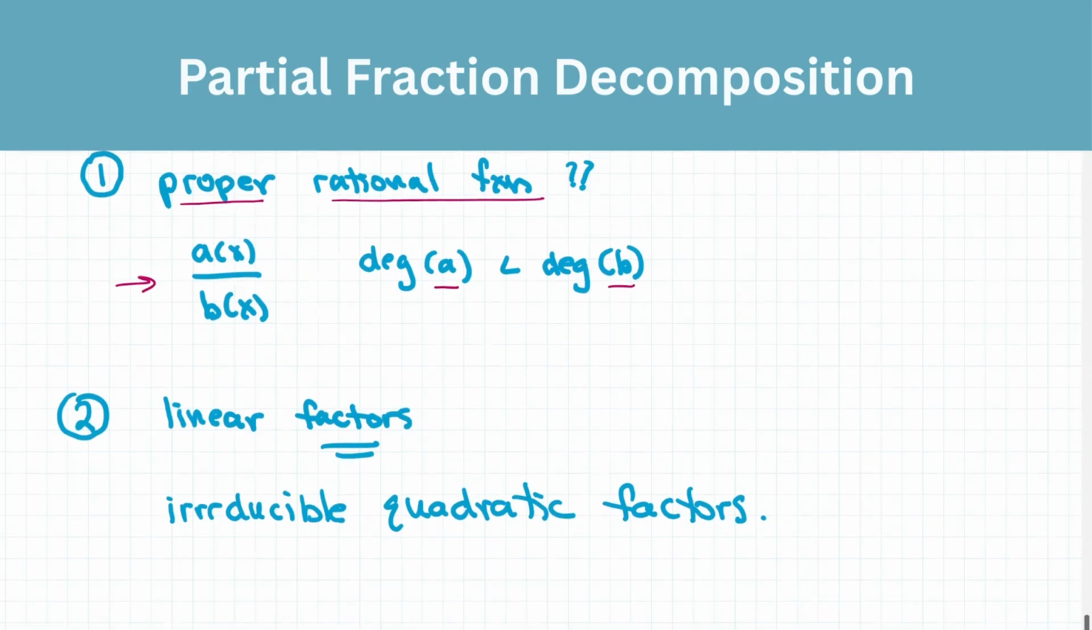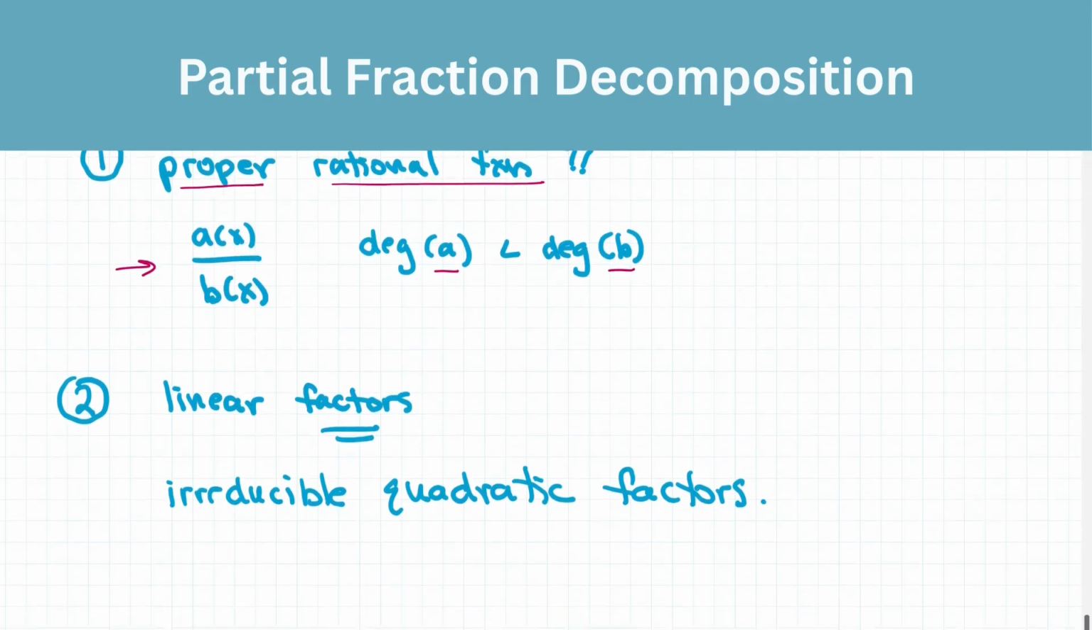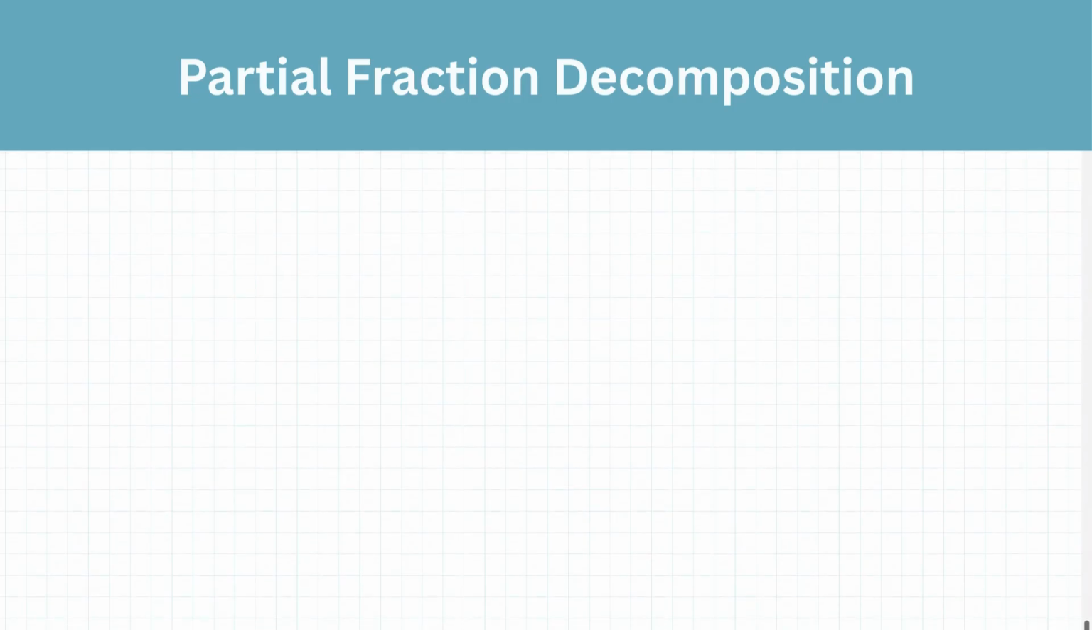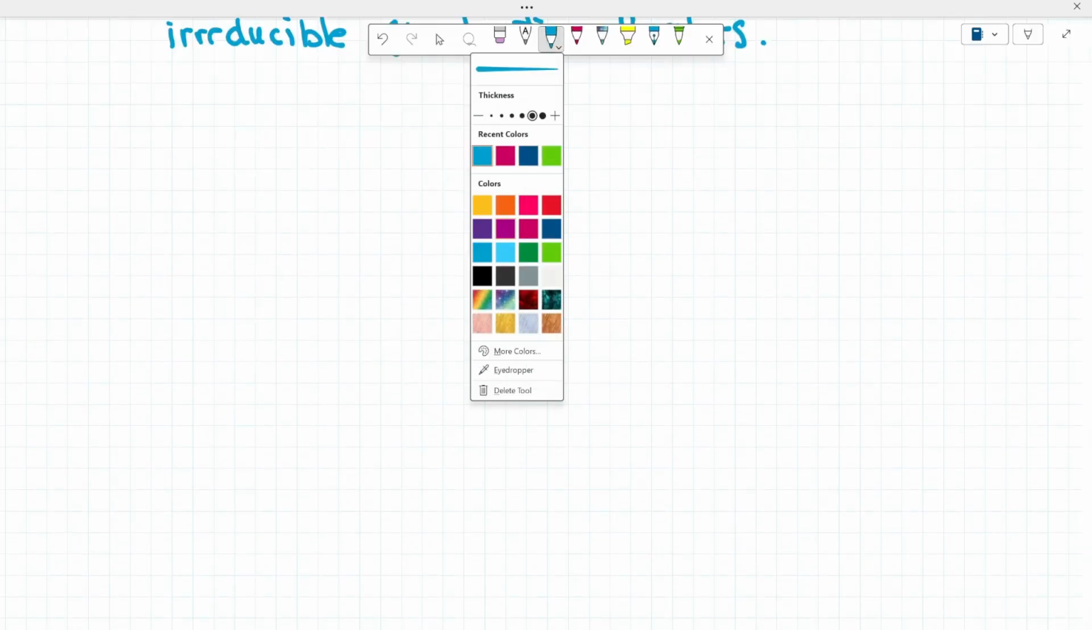The second thing we have to watch out for is that our b of x, our denominator, has to either be made of linear factors or it has to be made of irreducible quadratic factors. This is essential if we want to do partial fraction decomposition. So once we have these two criteria met, we can go ahead and perform this. Let's look at an example so that we can see this fully in action.